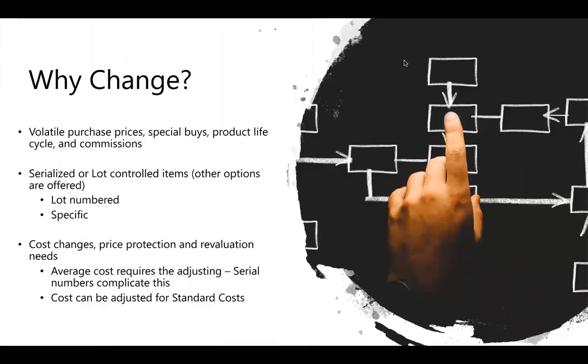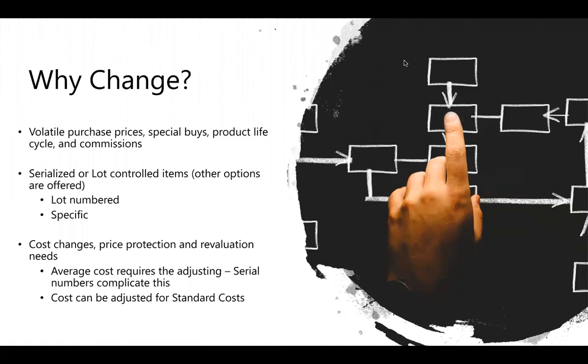Why change? People get into a costing method. I have one example where someone had a particular item that was serialized. They had average costing, and specifically they lived in a retail environment, and many times in a retail environment or in a particular supply chain, you have vendors that give you price protection, basically, that allow you to lower your cost. They give you money back to lower your cost.